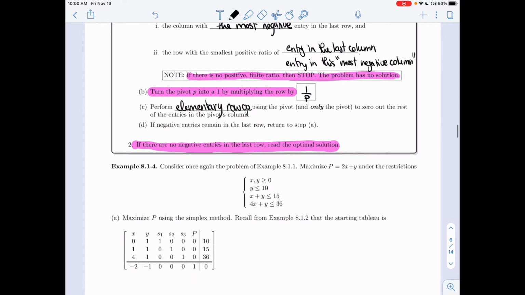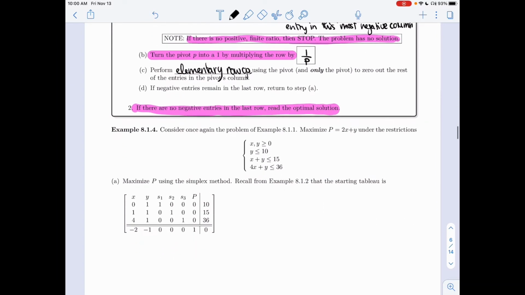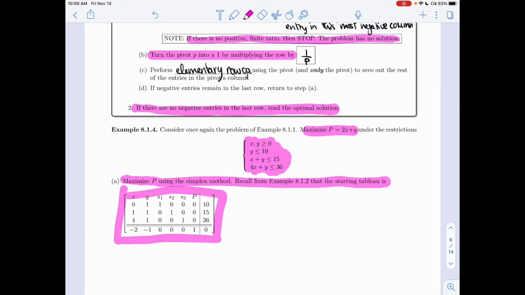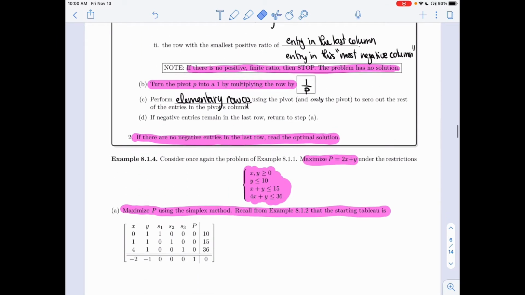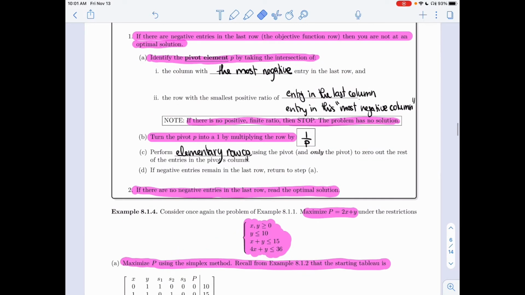All right, so let's try this. We'll apply it to our favorite example. Let's say we want to maximize 2x plus y under the usual restrictions. We've already set up the initial Tableau, so let's maximize P using the simplex method. And the starting Tableau is this. All right, so let's apply the method to this. We have negative entries in the bottom row. We have the -2 and the -1, and so we know we're not at an optimal solution.